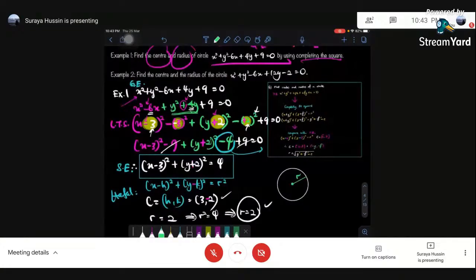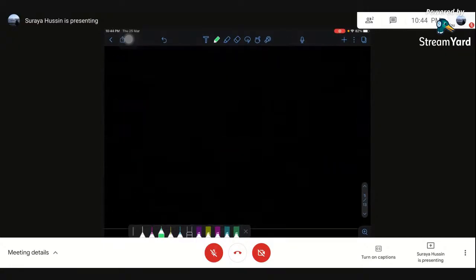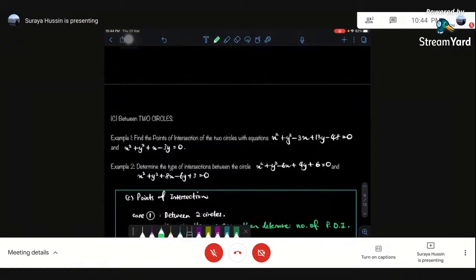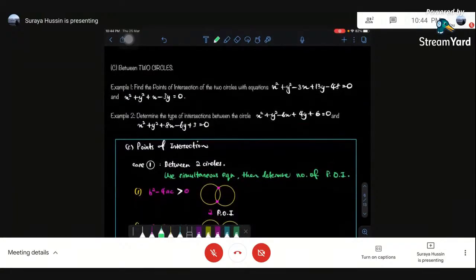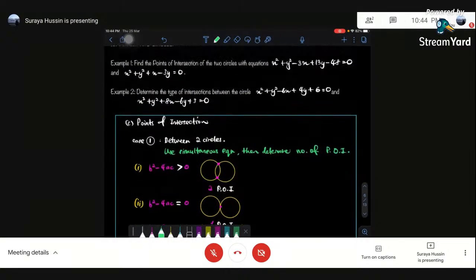For this one, actually this is easy. You can do it by yourself. Okay, Miss will leave it there. Miss has to continue to part C, which is between two circles. Between two circles. Look at my map C. Between two circles, what I mean here is our point of intersection. We are trying our best to find POI.